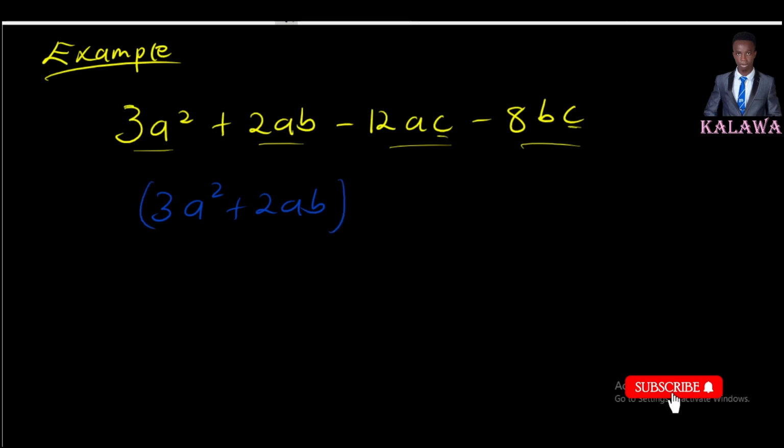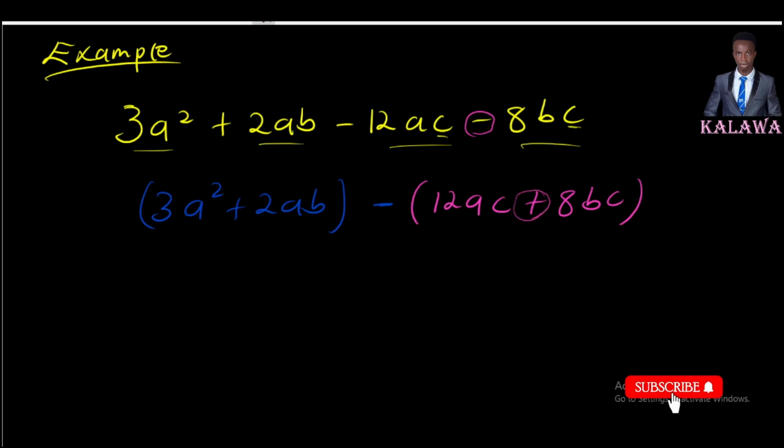So this is one set of the group. What next again are we going to group? We are going to group minus what? Minus what now? This is supposed to be outside the bracket. Minus 12ac plus 8bc. Someone might want to ask, why do we change from this minus and we change it now to plus? That's an important question to ask.